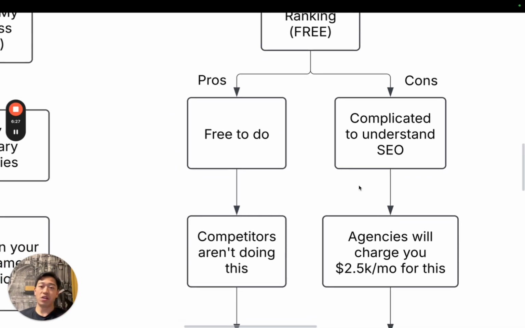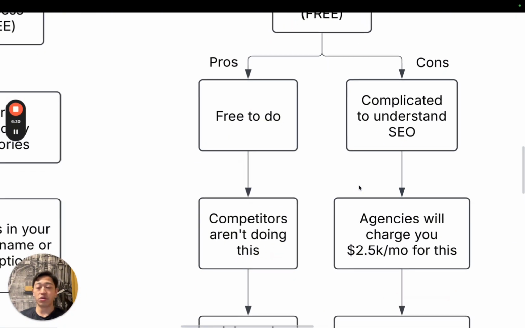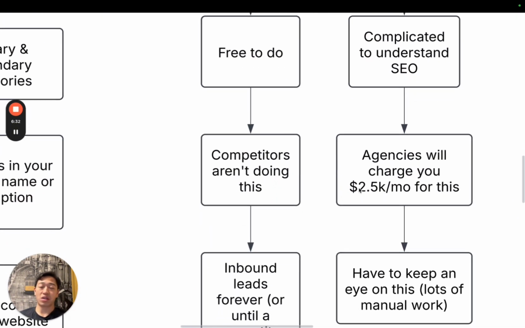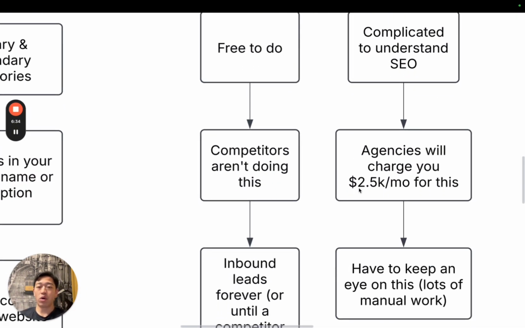So the pros and cons of all this with local SEO ranking: the pro is it's free to do, right? It might be complicated at times, but it's free to do. And most competitors aren't actually doing this. They might have a bad website where they don't list the services they offer, or they're not even focused on SEO at all. And that's one big edge that you can have. I know that since you're watching this video, you probably want to get some free leads on Google. You're serious about growing your business. So that's one thing that your competitors aren't doing.